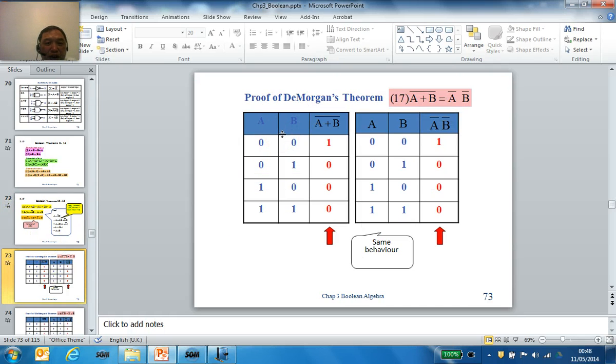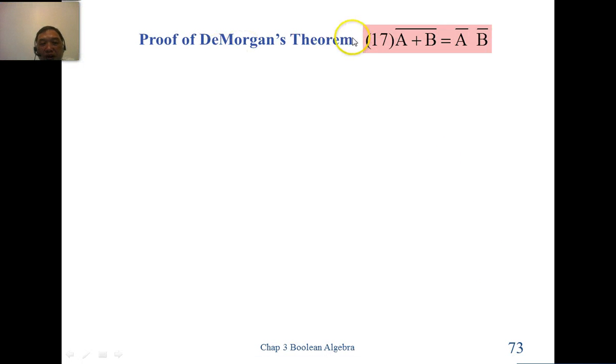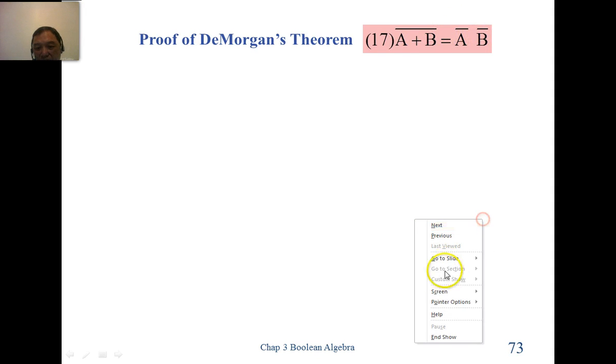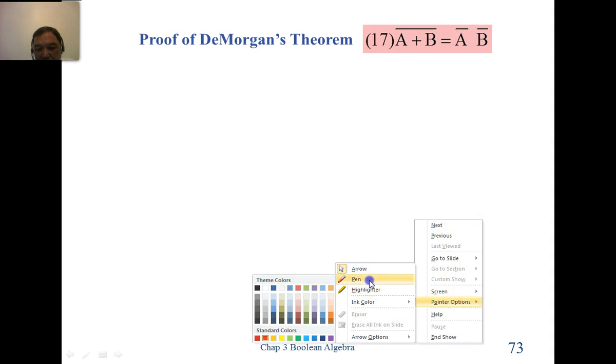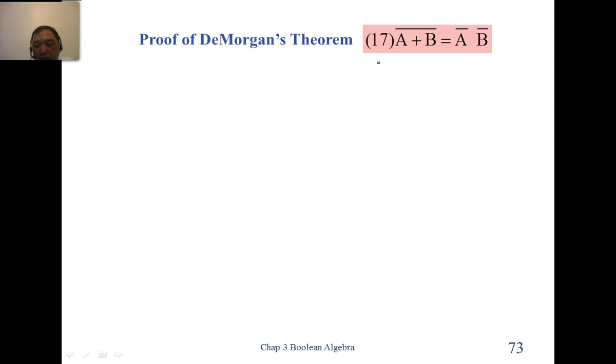Now let's look at something new, the so-called De Morgan theorem. You look at the right-hand side and left-hand side. This A plus B with a big bar on top is equal to A bar. What you have to remember for this new theorem is a slogan: break the bar, change the sign. You see that? Here, we break this.